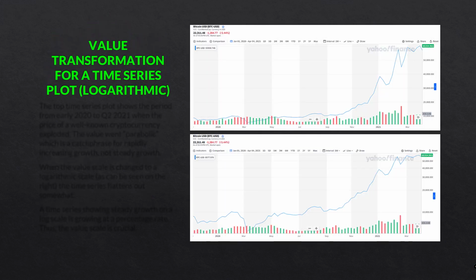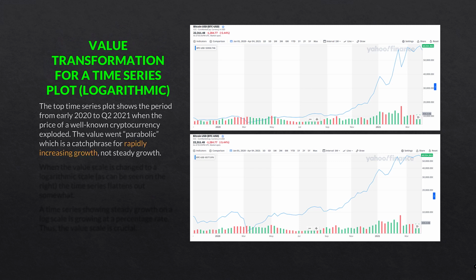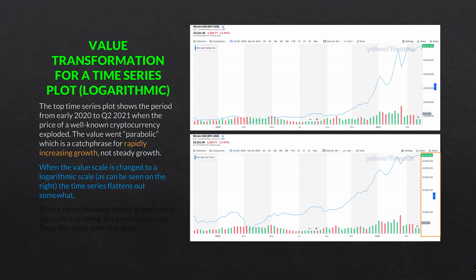Value transformation for a time series plot. In this case, logarithmic. The top time series plot shows the period from early 2020 to second quarter 2021 when the price of a well-known cryptocurrency exploded. The value went parabolic, which is a catchphrase for rapidly increasing growth, not steady linear growth. When the value scale is changed to a logarithmic scale, as can be seen on the right, the time series flattens out somewhat.